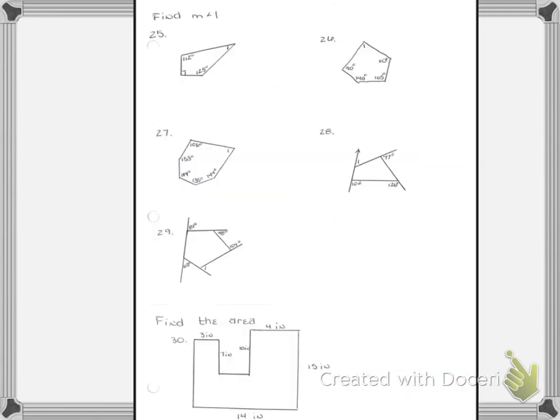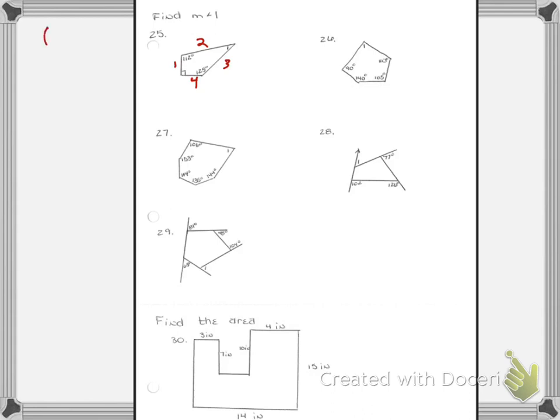Okay, and now we're finally on to the last page. So the first part here is we need to find the missing angle measure. So we need to know what the sum of the interior angles of this shape is. Our first step is to count how many sides. So you have 1, 2, 3, 4. So you have 4 sides. This is a quadrilateral. We know what the sum of the interior angles of a quadrilateral is. You should memorize this from our last section.